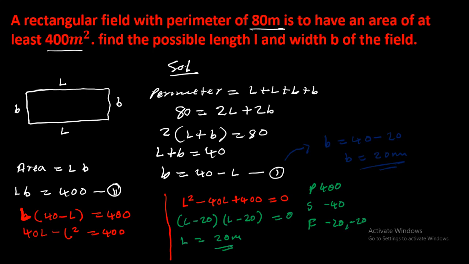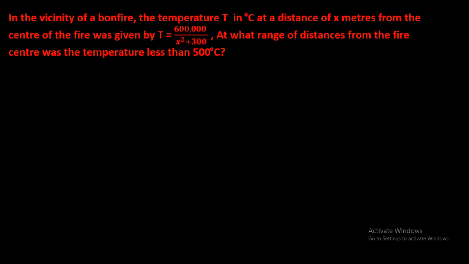So let me quickly move on and look at the other question. This question reads: in the vicinity of a bonfire, the temperature T in degrees Celsius at a distance of X meters from the center of the fire was given by T is equal to 600,000 over X squared plus 300. At what range of distance from the fire center was the temperature less than 500?